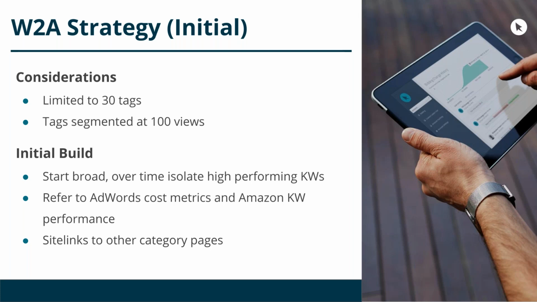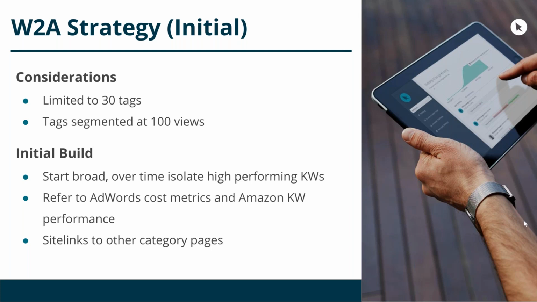Also for your initial build, I'd highly recommend that you refer to both your Amazon and your AdWords keyword performance. Depending on which channel you find that you have the most traffic, that's going to be a great place to do some of your initial keyword farming. That's going to be a great place to see what does convert well for you currently. And by layering those into your new web to Amazon campaigns, you're going to be setting yourself up in a better position than if you were to go seat of the pants in terms of assigning what keywords to give each of these campaigns.